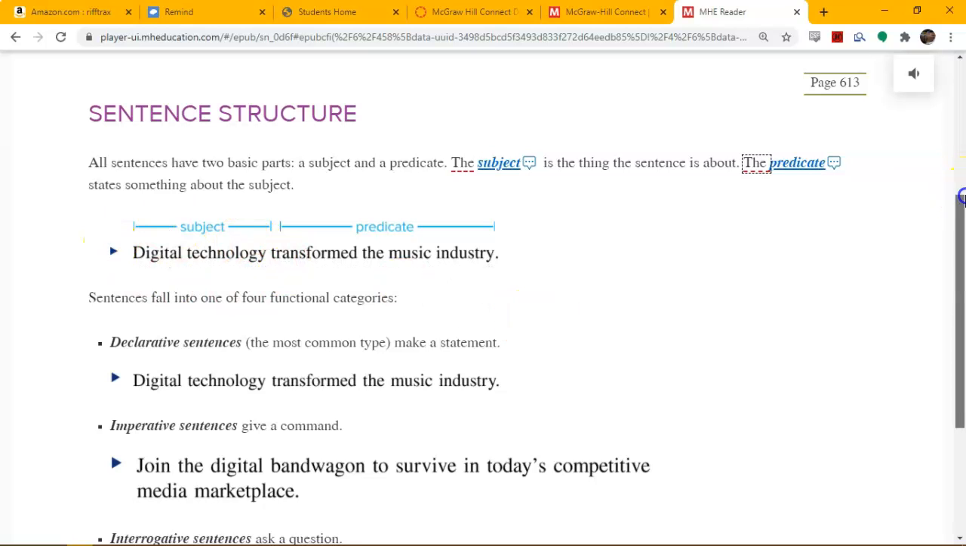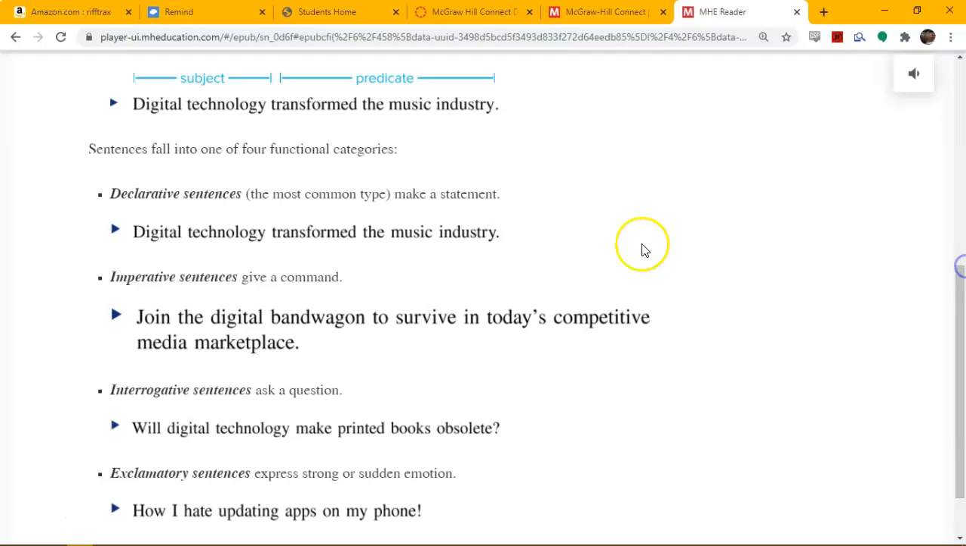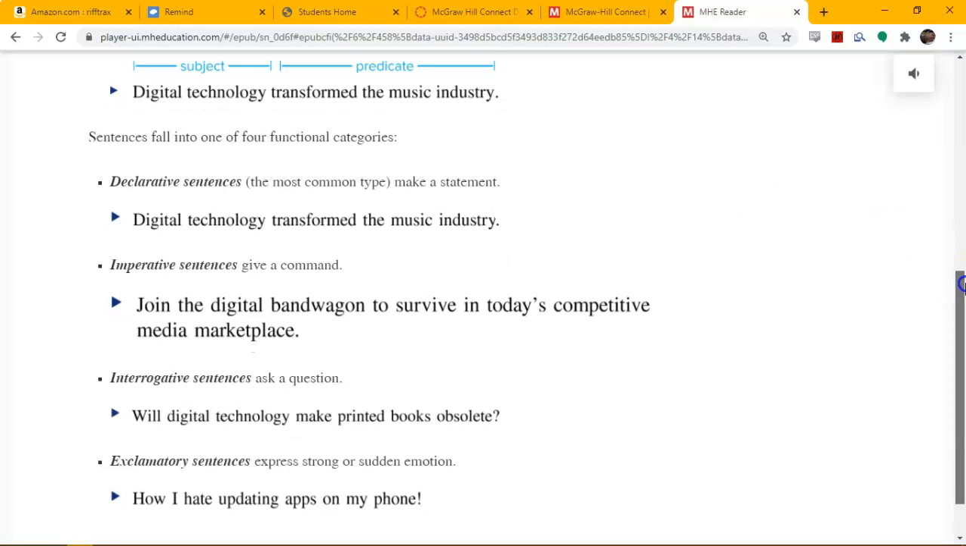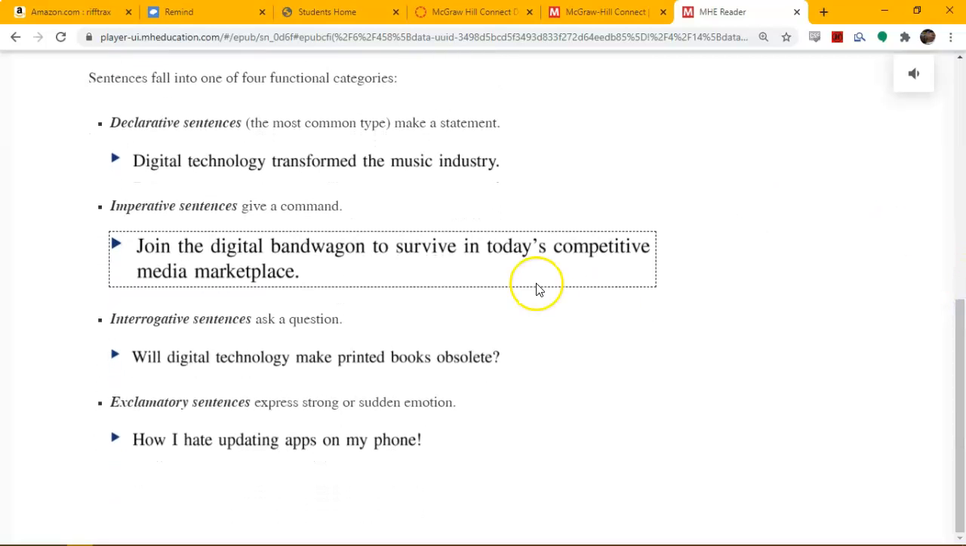Now let's look at 4 types of sentences. Most of your sentences will be declarative sentences. They'll end in periods. Imperative sentences are commands. These sentences are not allowed in formal compositions unless they are in quotes. My mother said, "Go clean your room."